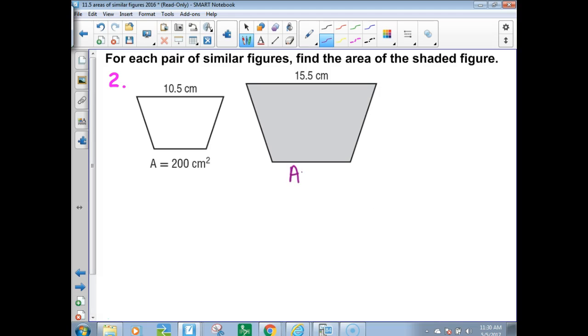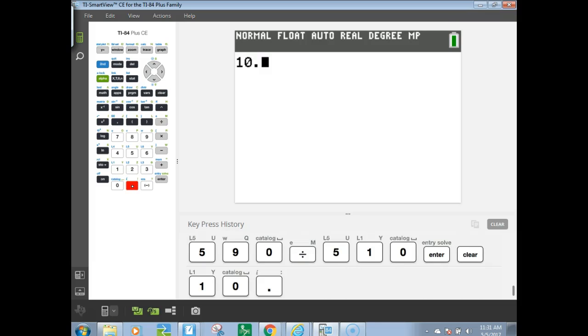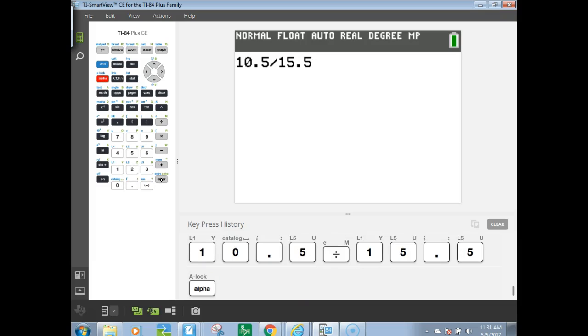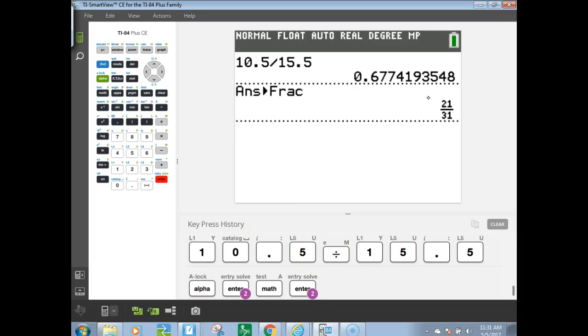Number 2, same problem, but, ooh, the ratio of the sides is decimals, 10.5 to 15.5. Okay, so if the ratio of the sides is 10.5 to 15.5, I want to show you how you can convert that and have no decimals in your ratio, because you shouldn't have decimals in your ratio. So grab your calculator, type in 10.5 divided by 15.5. And then hit math, enter, enter. And I did something wrong. Somehow I didn't hit the button. Okay, yep, 21 over 31.